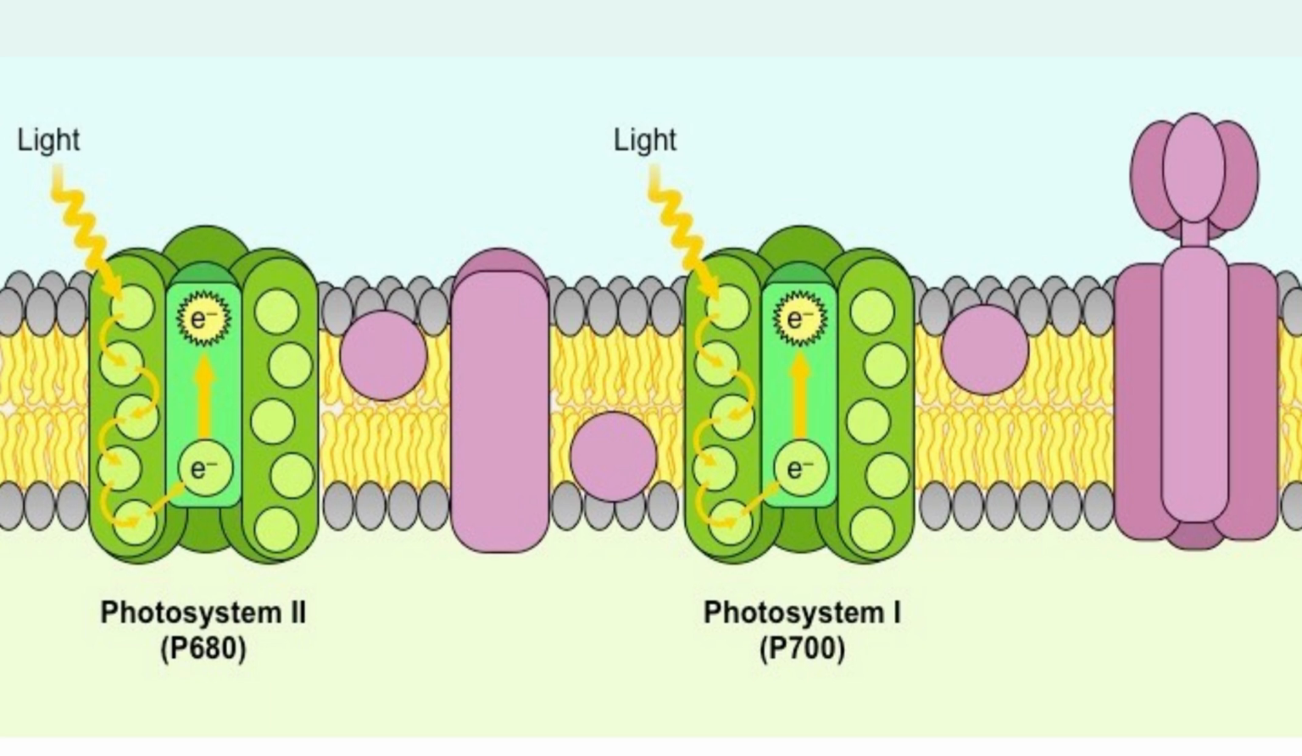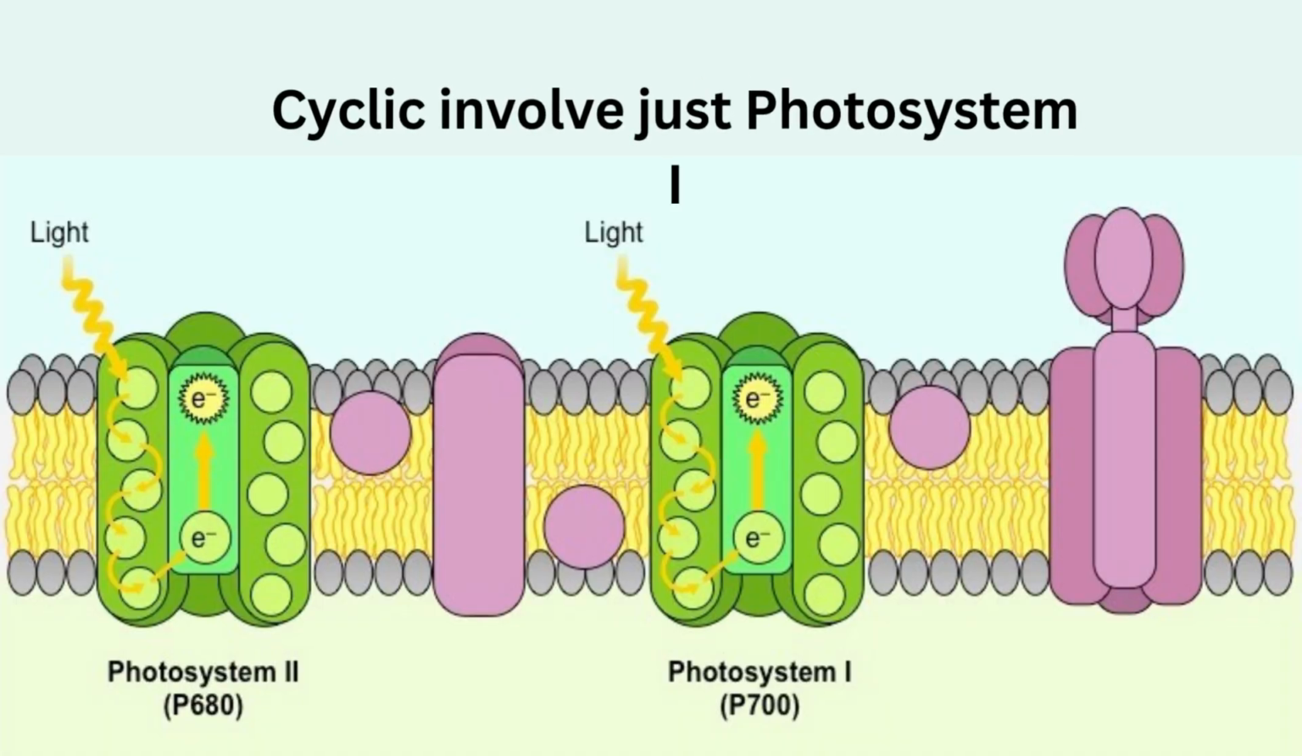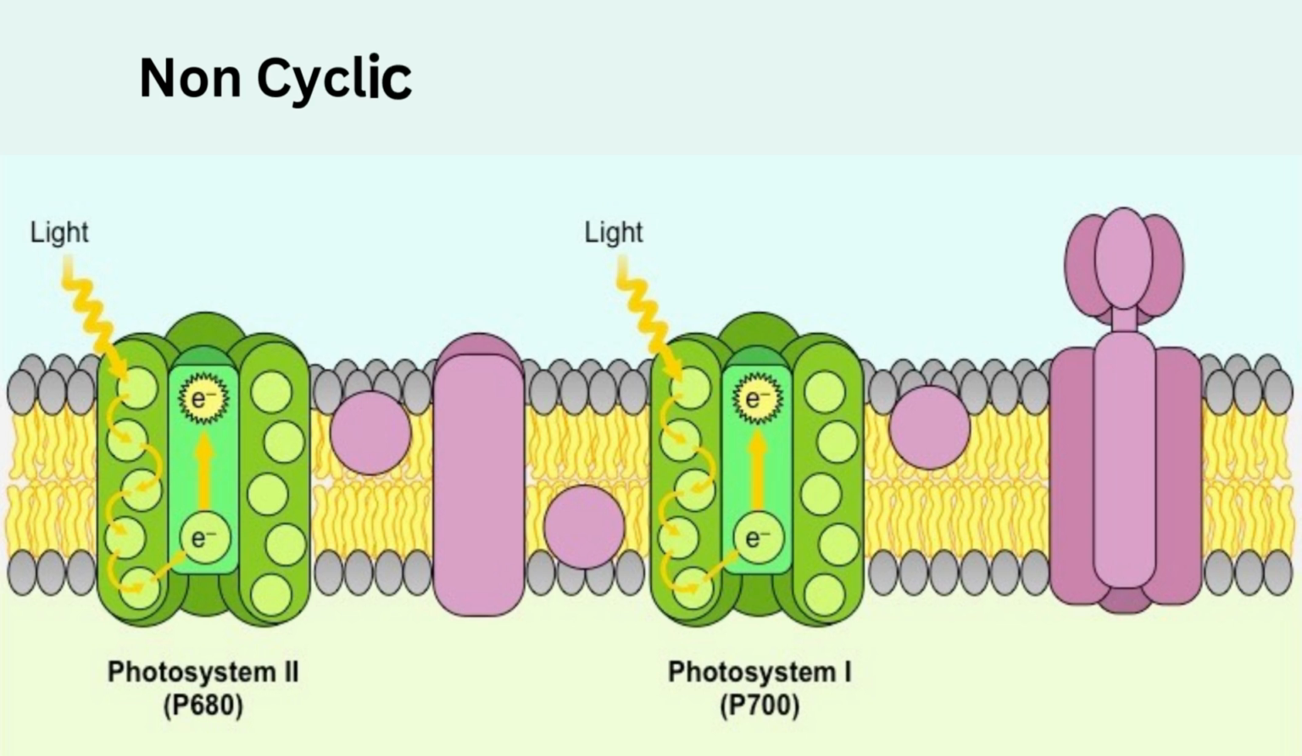When a photosystem absorbs light, its electrons get excited and passed along an electron transport chain. As these electrons move, two important things happen. Water is split into hydrogen and oxygen, and energy is released to make adenosine triphosphate, ATP. This process of making ATP in the presence of light is called photophosphorylation. There are two types of photophosphorylation: cyclic, which involves only photosystem 1, and non-cyclic, which involves both photosystem 1 and photosystem 2.